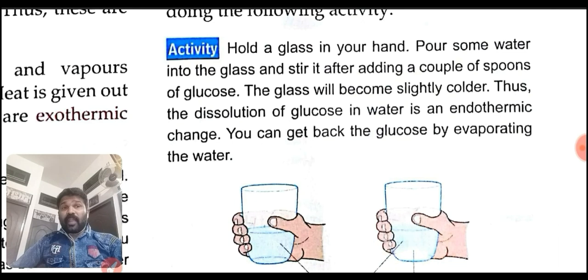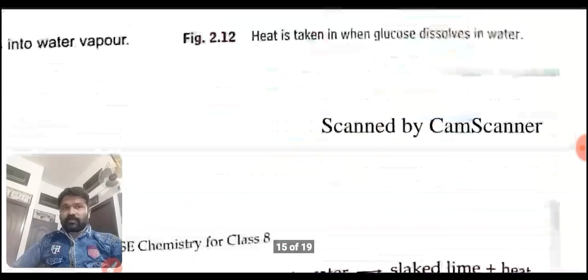You can get back the glucose by evaporating the water, okay? Because glucose absorbs heat from our hand. It absorbs heat from our hand, that's why we are getting cool. Okay?